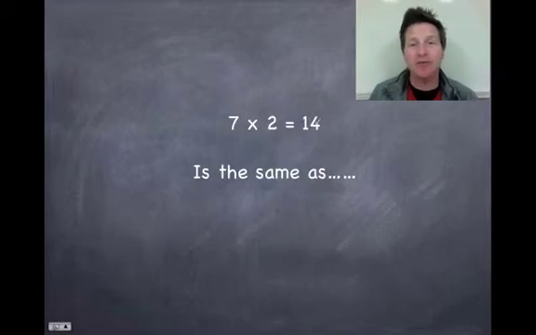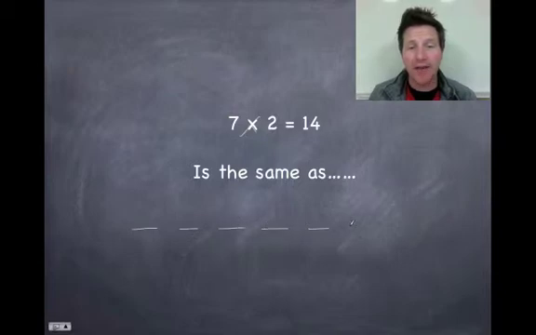So 7 times 2 equals 14. Another way to say that is 7 groups of 2. So what do I do first? I make my groups, since I'm saying 7 groups of. So there's 7 groups. 1, 2, 3, 4, 5, 6, 7. And I know that's going to equal 14, that's right.